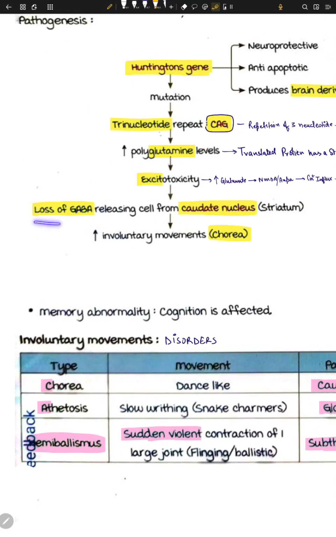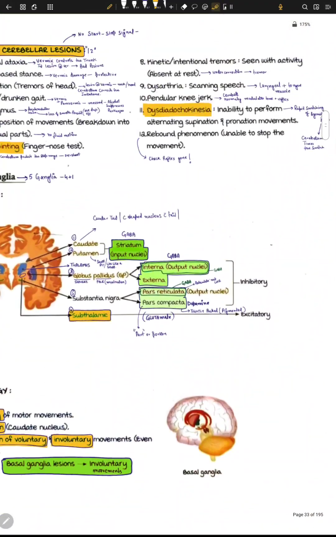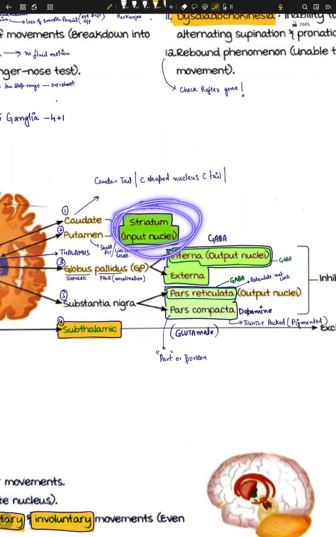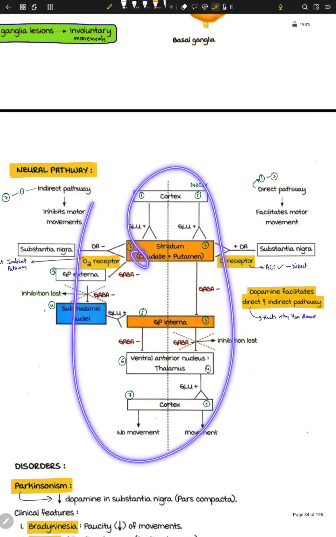So loss of GABA, released from the cells of the caudate nucleus and striatum. With the loss of GABA, what happens is that here we know that this is the striatum, right? This is the input one. So imagine this is the pathway, right?